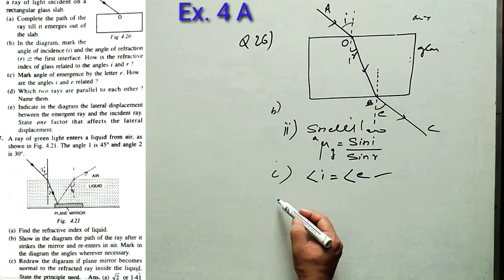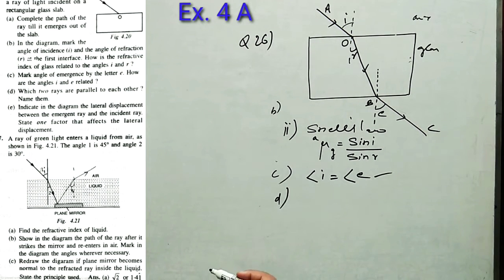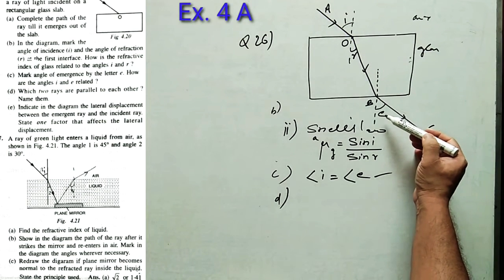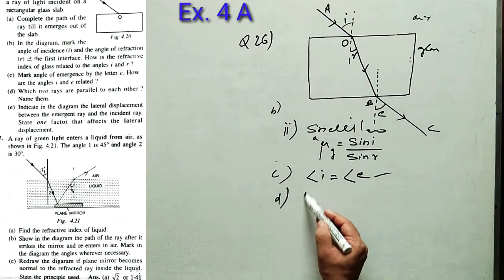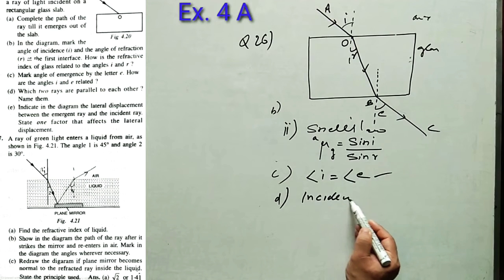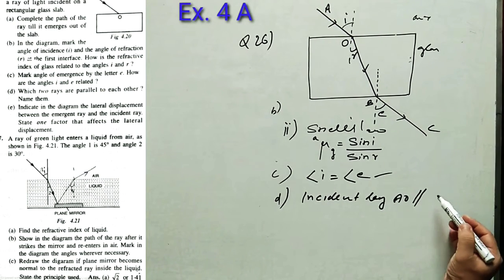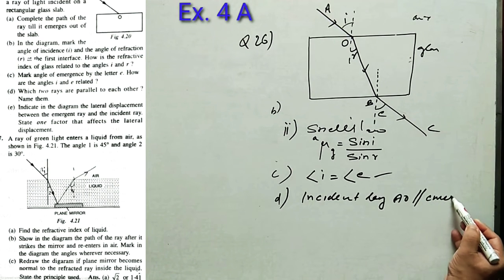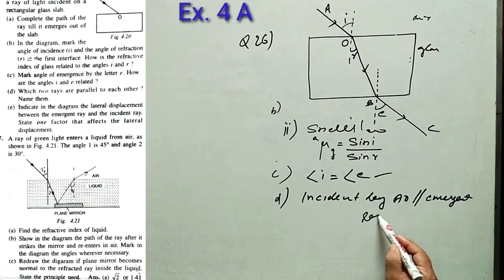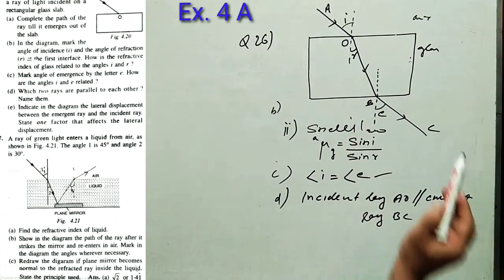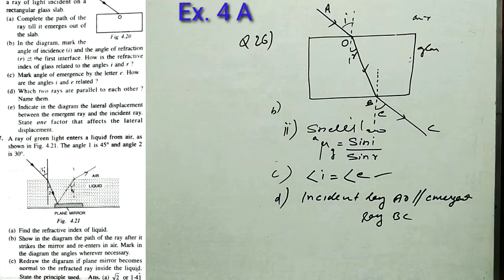Okay. Moving on to the D part. Which two rays are parallel to each other? Name them. Since angle of incidence and angle of emergence are equal, the incident ray AO is parallel to the emergent ray BC. So the incident ray AO is parallel to BC, since angle of incidence and angle of emergence are equal. So that part is over.